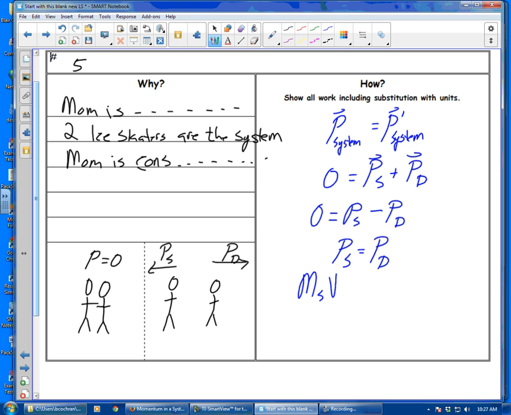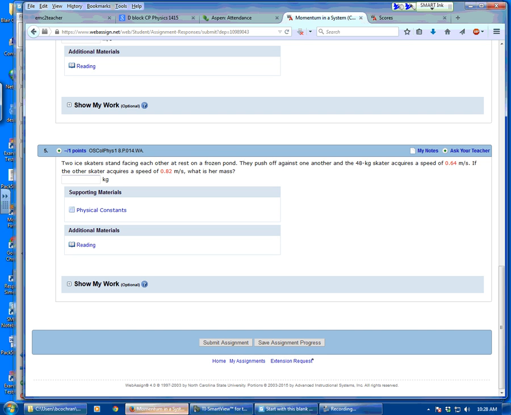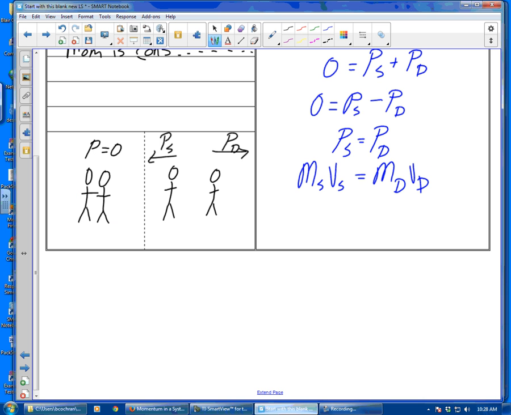Inertia of the skater, speed of the skater, equals inertia of the dater, speed of the dater. I've already taken into account my direction, so these are just values, just speeds. And let's see, what do we have? 48 for the skater, 0.64, and then the dater is 0.82. Ooh, so which one do I think is more massive? The one that goes at 0.64 or the one that goes at 0.82? More massive. 0.64.